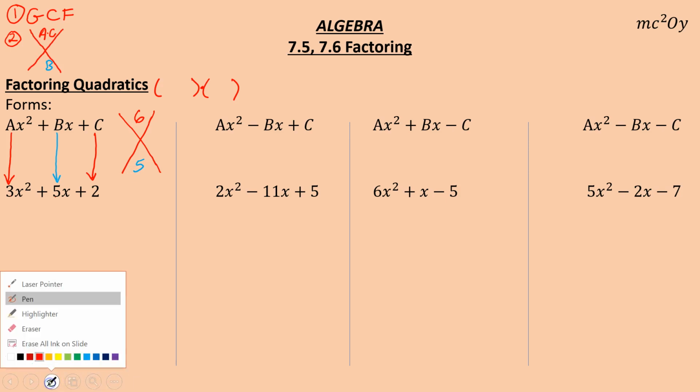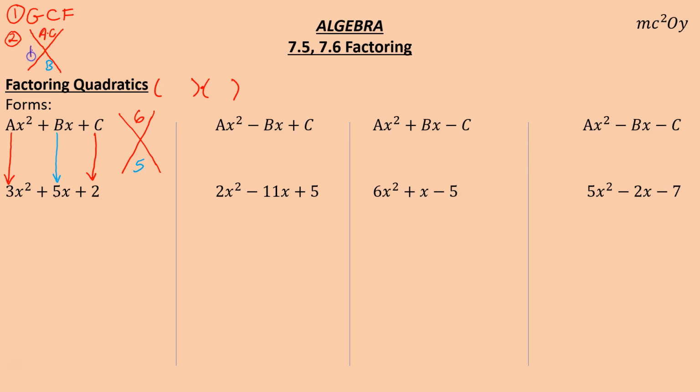Now we have these 2 numbers off to the side. We're going to have this number, and we're going to have this number. These 2 numbers have to multiply to make A times C and add to make B. So in our problem here, we need 2 numbers that multiply to make 6 but add to make 5. That is the goal of these 2 numbers.